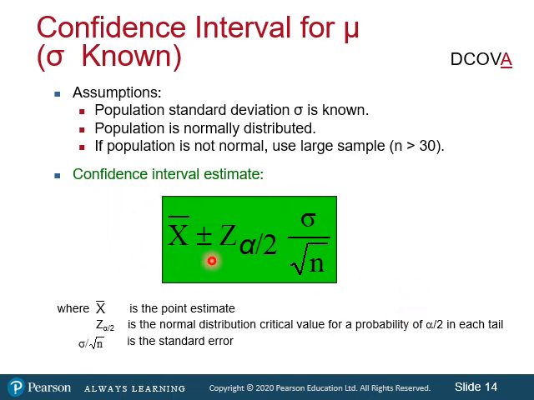So the confidence interval estimate formula is given here: X bar plus minus Z alpha divided by 2. This is your table value. So if it's 5%, then the Z value will be 1.96. If it's 1%, the table value will be 2.576. And times your sigma divided by square root of n. That's how we use this formula to calculate the confidence interval.